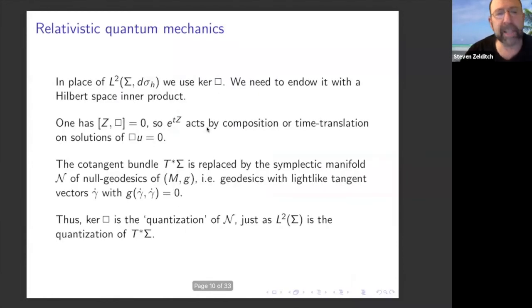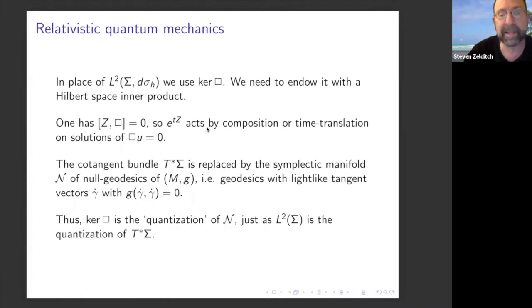Okay, so what is our relativistic quantum mechanics? Instead of using L2 of the whole space-time, in some sense we're looking at L2 of the Cauchy hypersurface. That would be a better model for what we're doing. But that's not relativistically invariant. And in place of that, we're using the kernel of the wave operator. And we need to endow it with the Hilbert space inner product. And we want our inner product to be relativistically invariant. Otherwise, the results we have depend on what choices you made of Cauchy hypersurface or observer, and we don't want that.